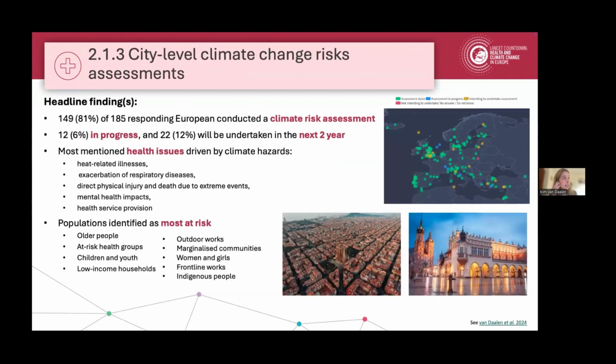To give an example, this is looking at city-level climate change risk assessments, and we here see that 80% of 85 responding European cities have conducted a climate risk assessment, and they have identified a range of different health issues that are driven by the climate hazards relevant to their cities, as well as populations that are most at risk, such as children and youth, low-income households, marginalized communities, women and girls, and frontline workers.